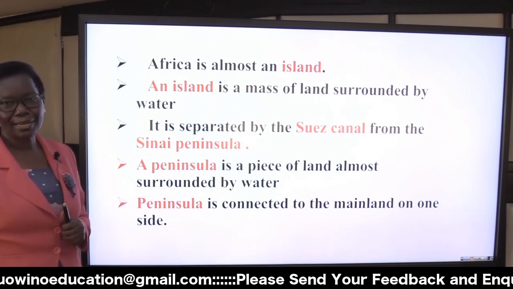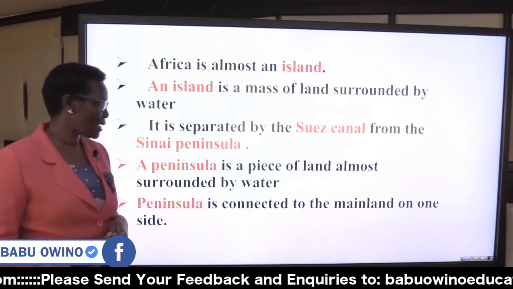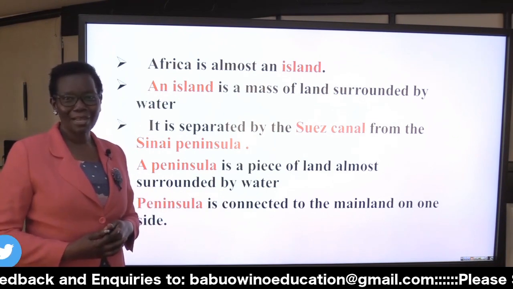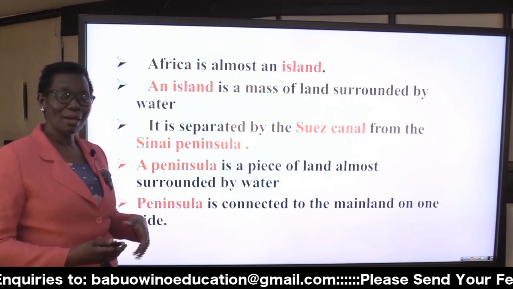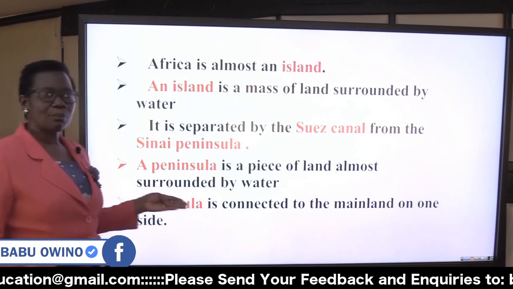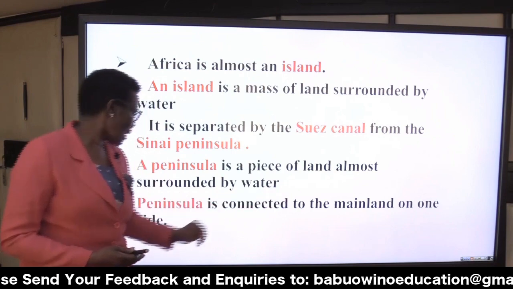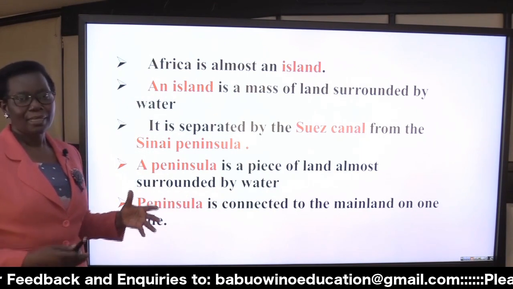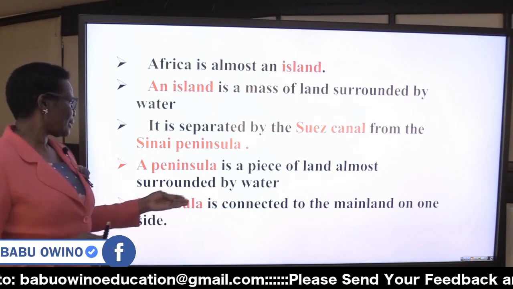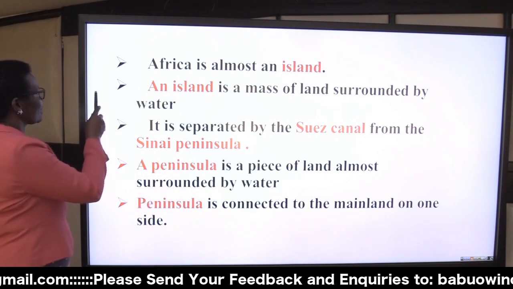What is a peninsula, Lana? A peninsula can be described as a piece of land almost surrounded by water. Then this very peninsula is not an island, but it is connected to the mainland on one side. The water almost surrounds it, but on one side it is connected to the mainland. That is a peninsula for us.